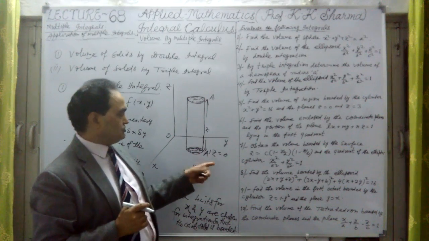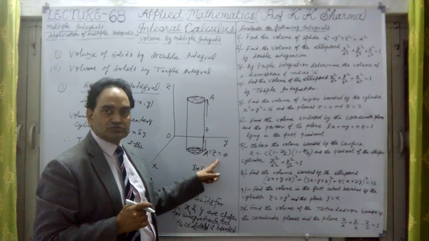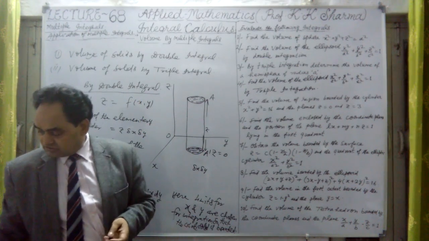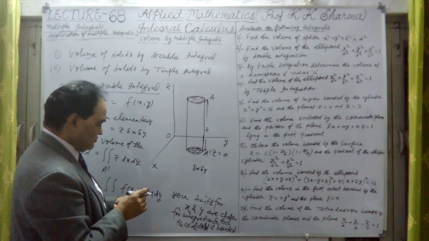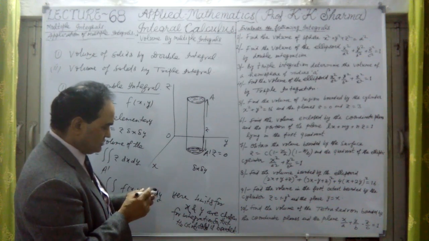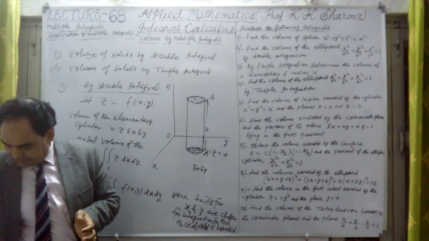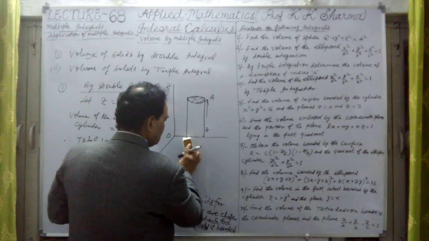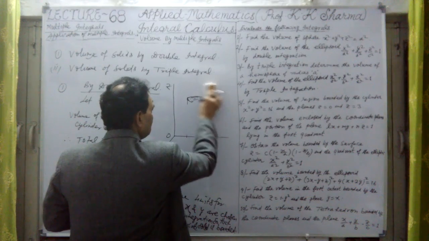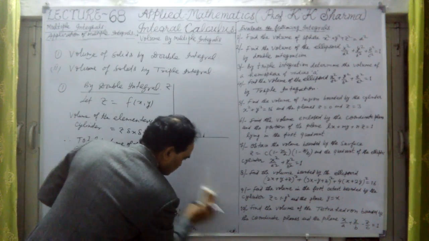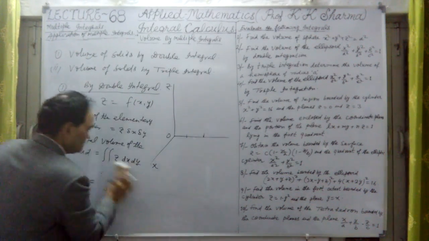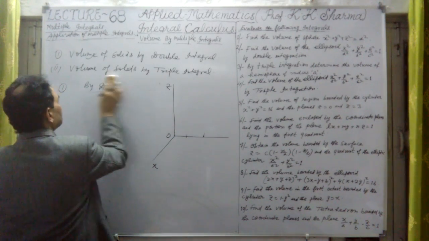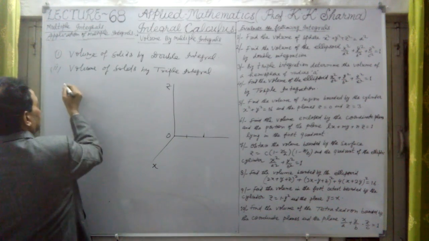Now suppose here z equal to 0, so we have this element lying in the xy plane. But suppose this element is lying in the other planes, then what is the volume? This is the process I am talking about, how to find the volume by double integrals.